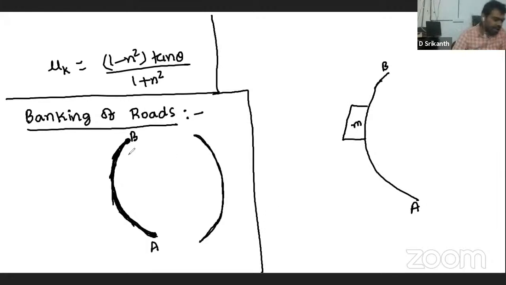One of the applications for this one, you can see whenever a person or a vehicle is moving in a hill area.